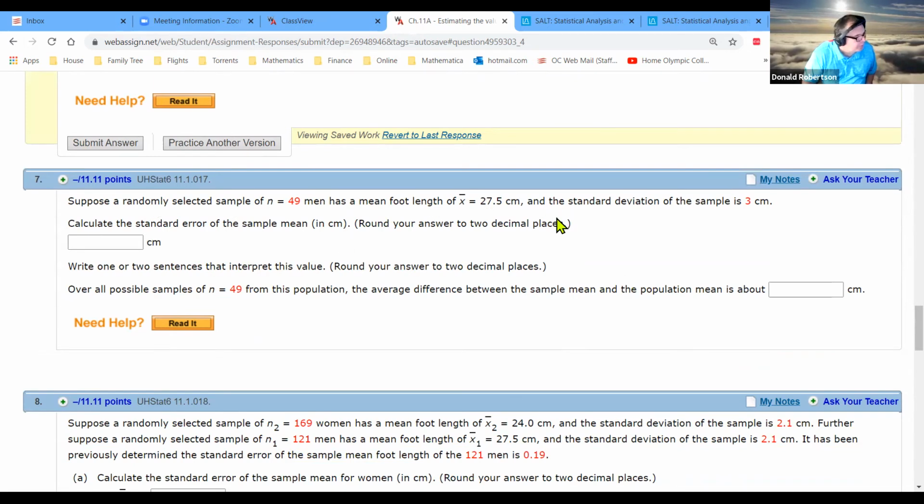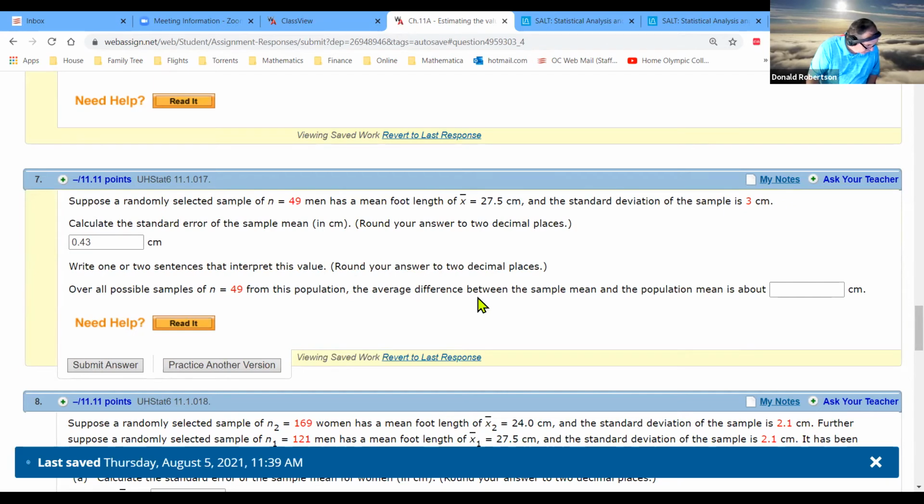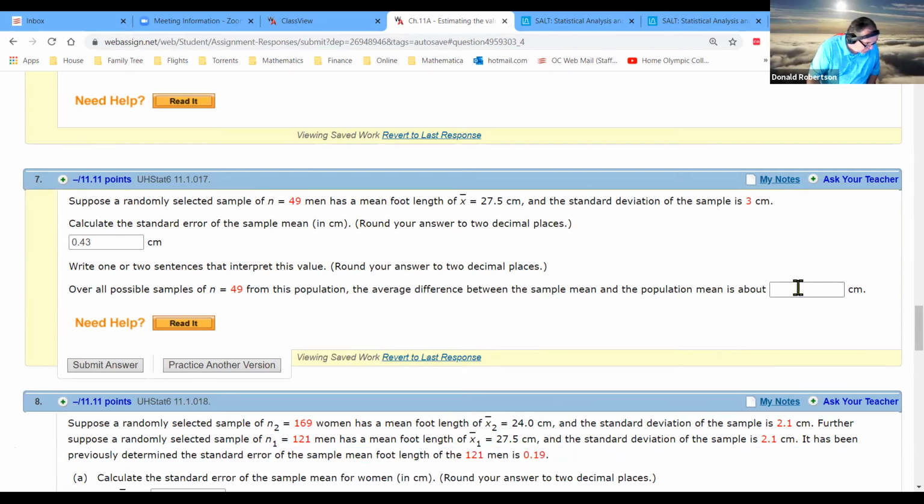Okay, now this one I'm going to do in 2 parts. The first part is pretty standard. The standard error, I should say, is going to be 3 over the square root of 49. So, on my calculator, round off the answer to just 2 decimal places. So that's 0.43 I make it. Now, write 1 or 2 sentences to interpret this value, round off the answer to 2 decimal places. Over all possible samples of size 49, the average difference between the sample mean and the population mean is about 0.43.